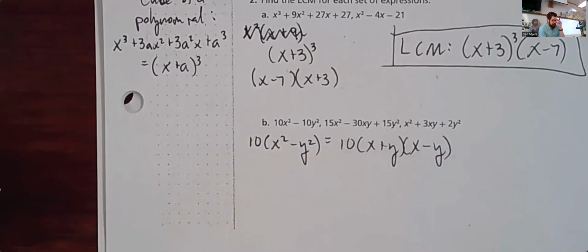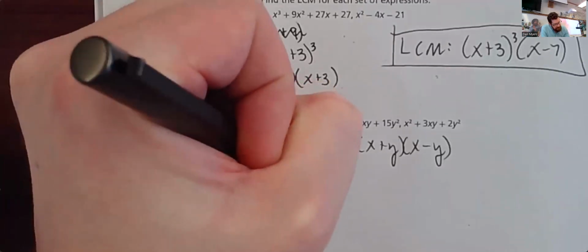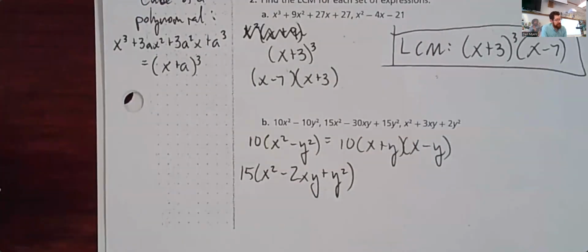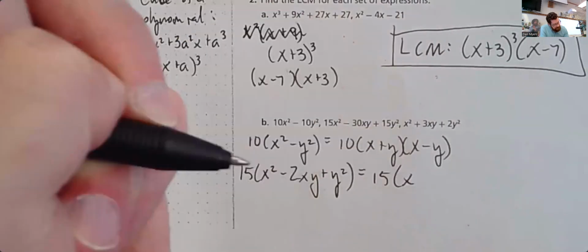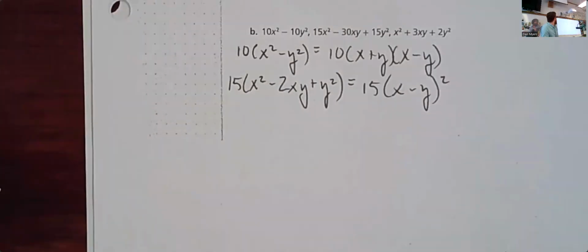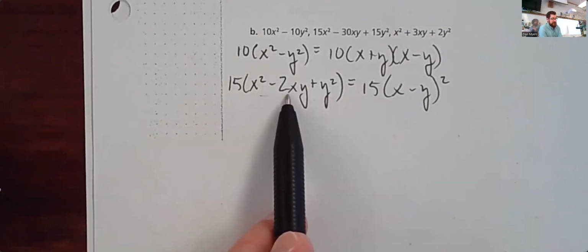The second one, that looks like a perfect square trinomial. No, it's not a perfect square. Well, it will be a perfect square trinomial, I think, once we factor out the 15. So factor out 15, that'll give us x squared minus 2xy plus y squared. And that is a perfect square trinomial. We're going to get 15 times x minus y, squared. Sorry, I'll scoot that up so you can see it. Because x minus y times x minus y equals x squared minus 2xy plus y squared.